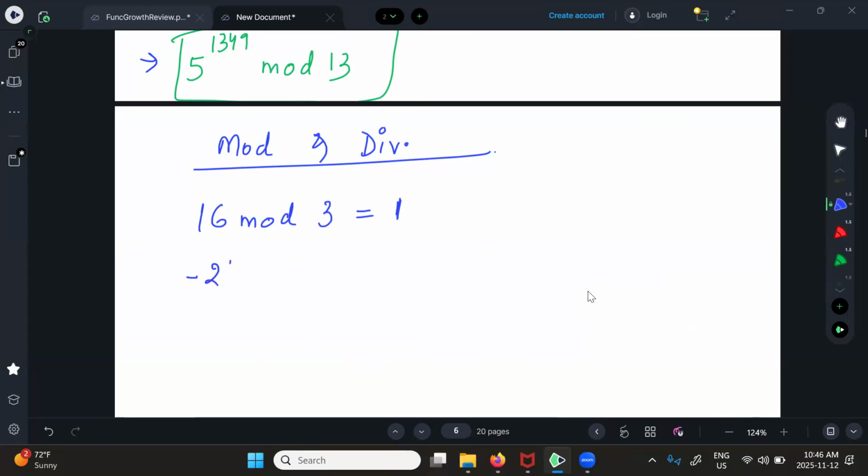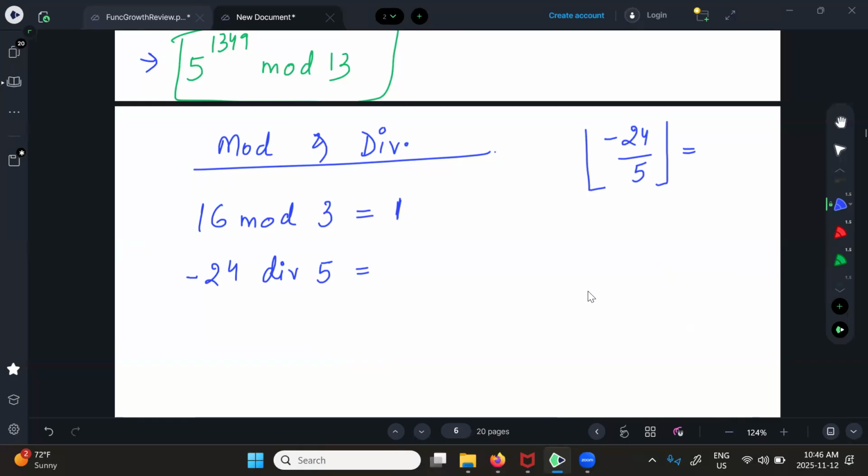What is negative 24 div 5? What is the div function? Is it the ceiling or floor? Floor, right? You go smaller. Negative 24 divided by 5, floor of it. Remember this, okay? The div function is floor. What do you get?